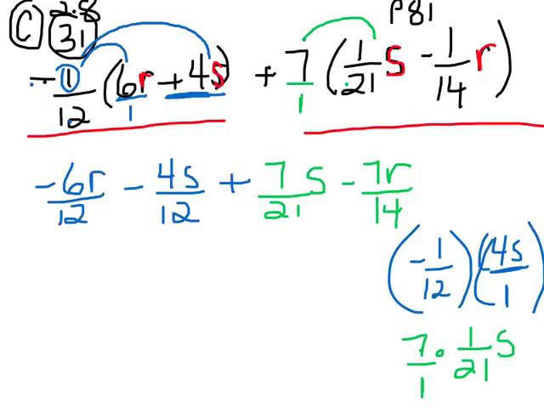Now, I got lots of stuff to reduce here, don't I? Each little fraction I could go reduce. What is 6 over 12 reduced to? 1 over 2. So I could write this as negative 1/2 r, or I could write it as negative r over 2. It's the same thing.